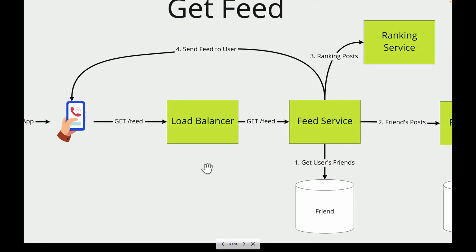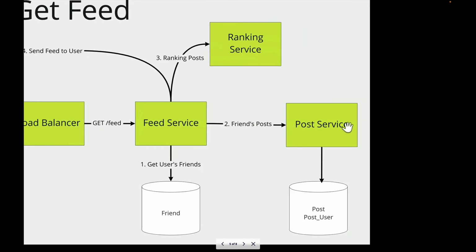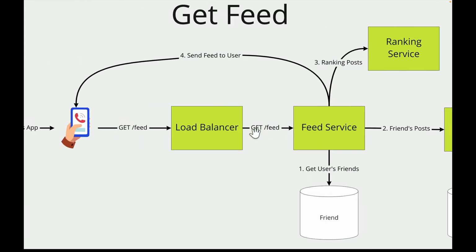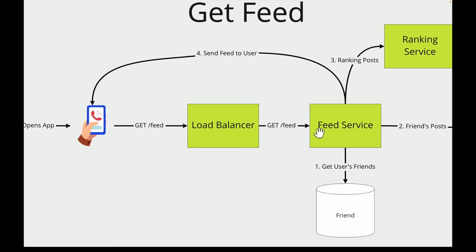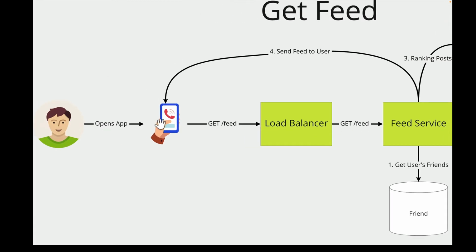So essentially we have 4 steps. The first one is the feed service getting the user's friends. The next one is the post service taking in the friend IDs and giving back all the posts created by the friends. The third step is for the ranking service to rank all these posts given different sets of conditions. And finally, the fourth step is for the feed service to give the JSON payload back to the client so that they can display the feed.